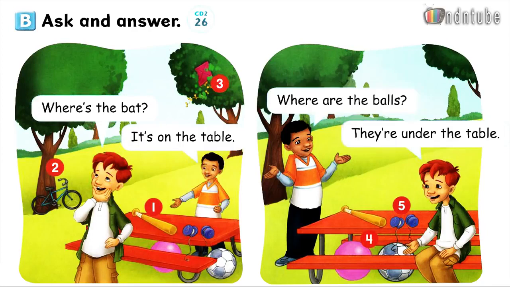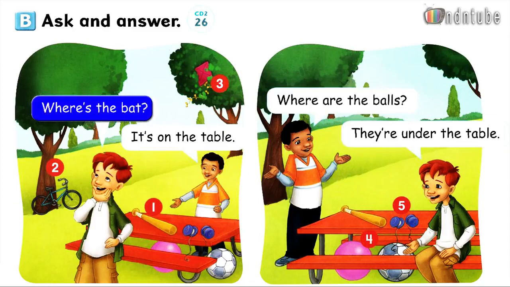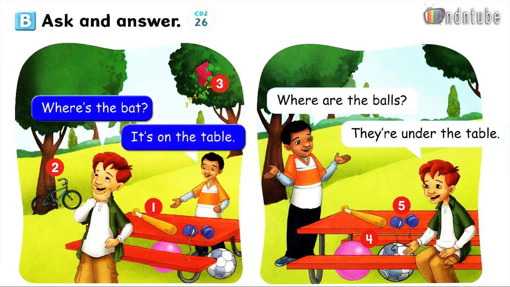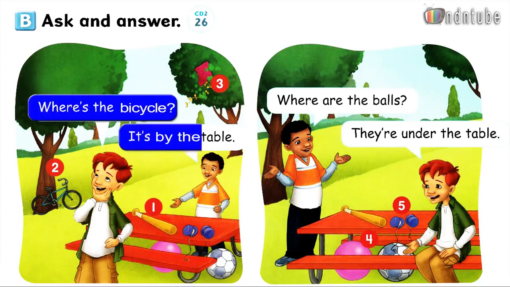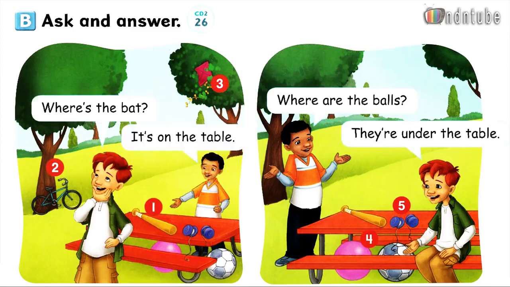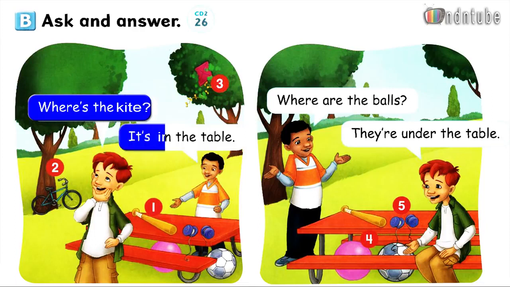Number 1. Where's the bat? It's on the table. Number 2. Where's the bicycle? It's by the tree. Number 3. Where's the kite? It's in the tree.